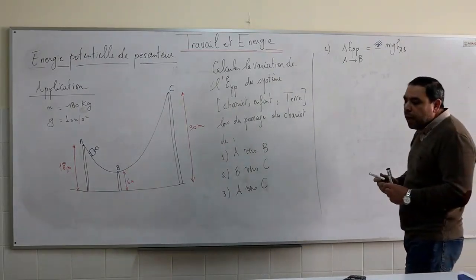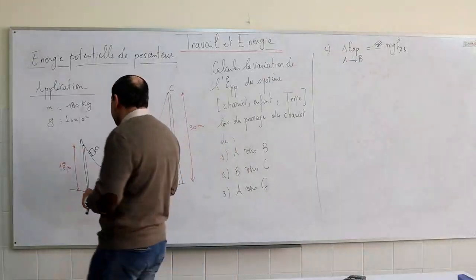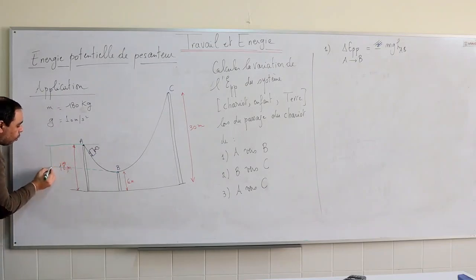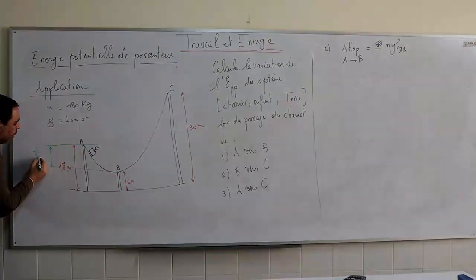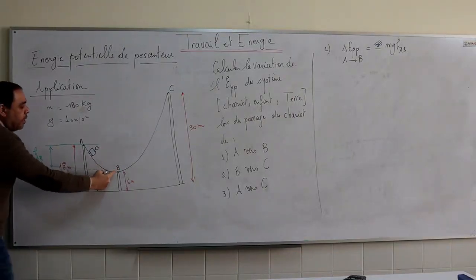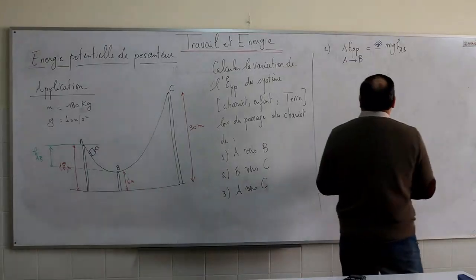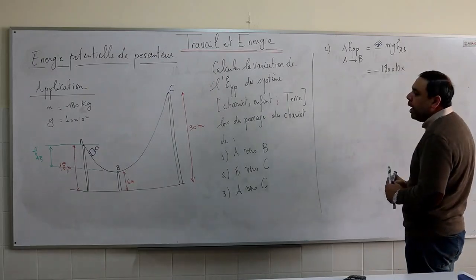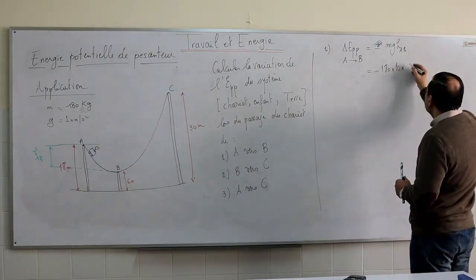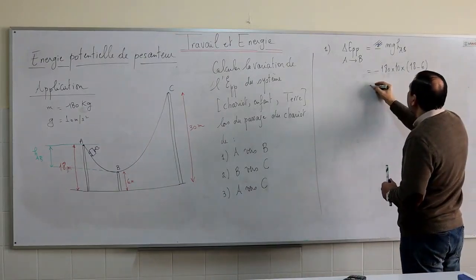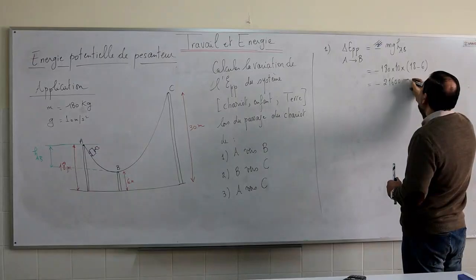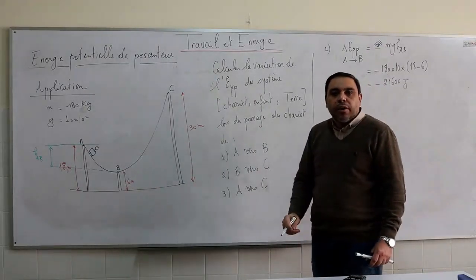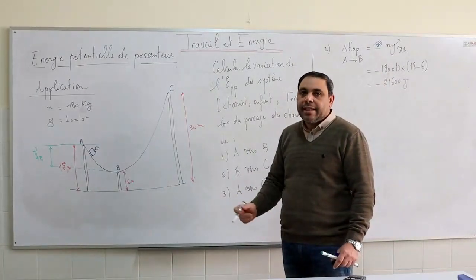What is the height between A and B? Let's draw two horizontal levels, one at A and the other at B. The height h_AB is the height difference between these two levels. This height is equal to 18 minus 6 meters. And the final answer is minus 21,600 joules. The variation in the gravitational potential energy of the body when it descends is always negative.